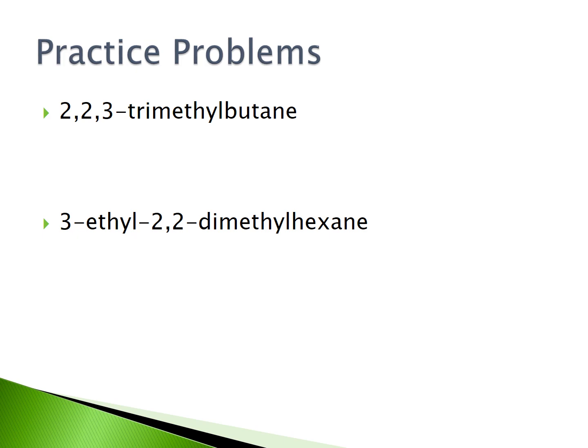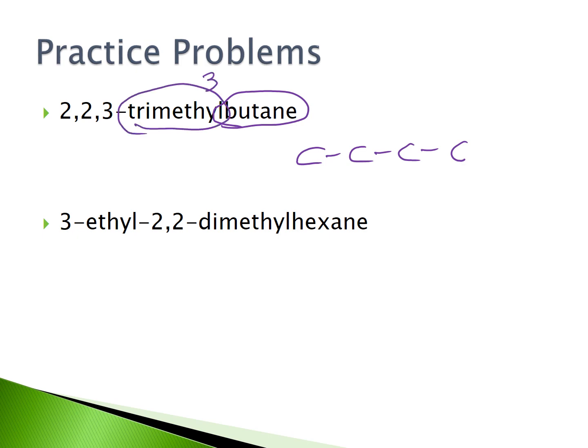So when I'm going to try to draw this, first I'm going to figure out my longest chain. So butane is meth, eth, prop, but. So that would have 4. So I'm going to draw a carbon chain of 4. Okay, so I got my butane down. Now it says trimethyl, which means I know I'm going to need 3 with only 1 carbon. And where are they located? They're located on 2, 2, and 3.